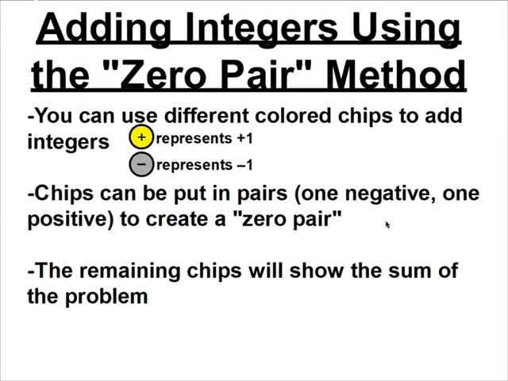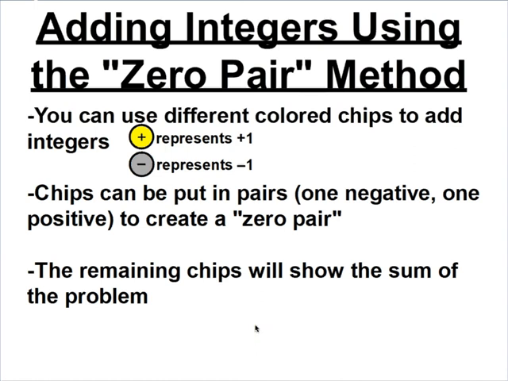The last method I'm going to show you is adding integers using the zero pair method. In this method, we're going to use different colored chips to represent positive and negative. On the screen, you can see that one yellow plus sign chip represents positive 1. One negative gray chip represents negative 1. Chips can be put into pairs to create a zero pair. Positive 1 plus negative 1 equals 0. They cancel each other out.